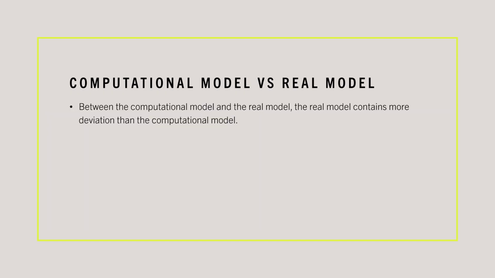So for the computational model versus the real model, they both have the same pattern of when the slope is 0 and whenever it dips down. However, the real model contains more deviation than the computational model, and that's the main difference between those two. And both still account for the drag that occurs from air resistance.